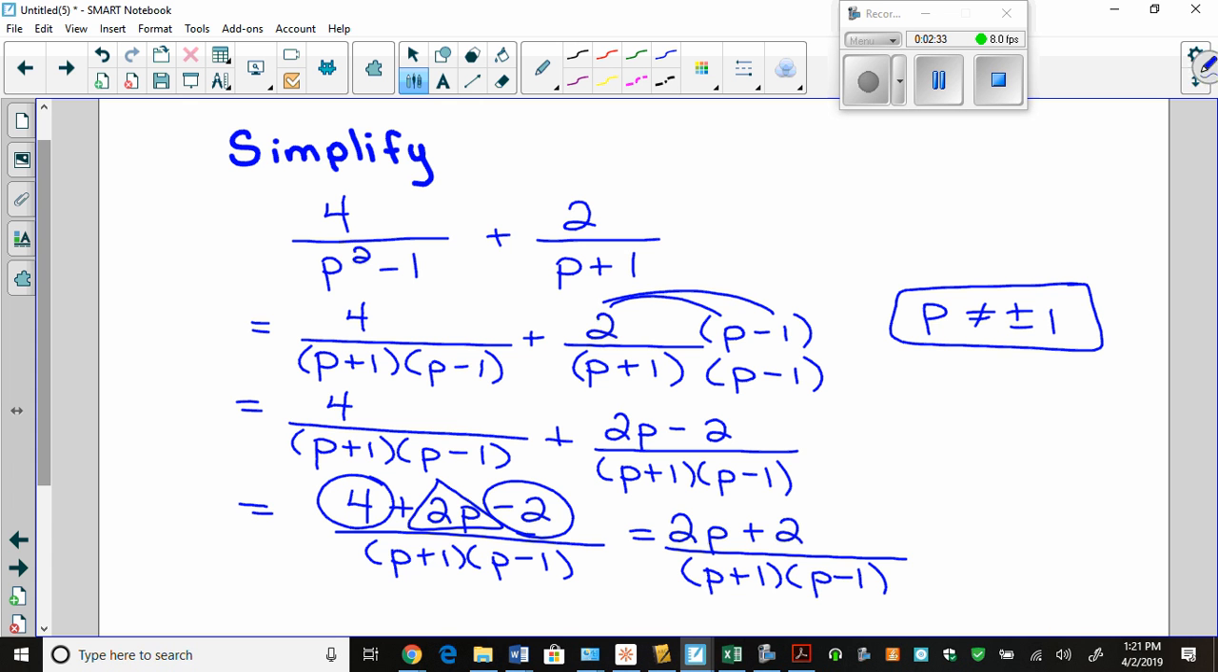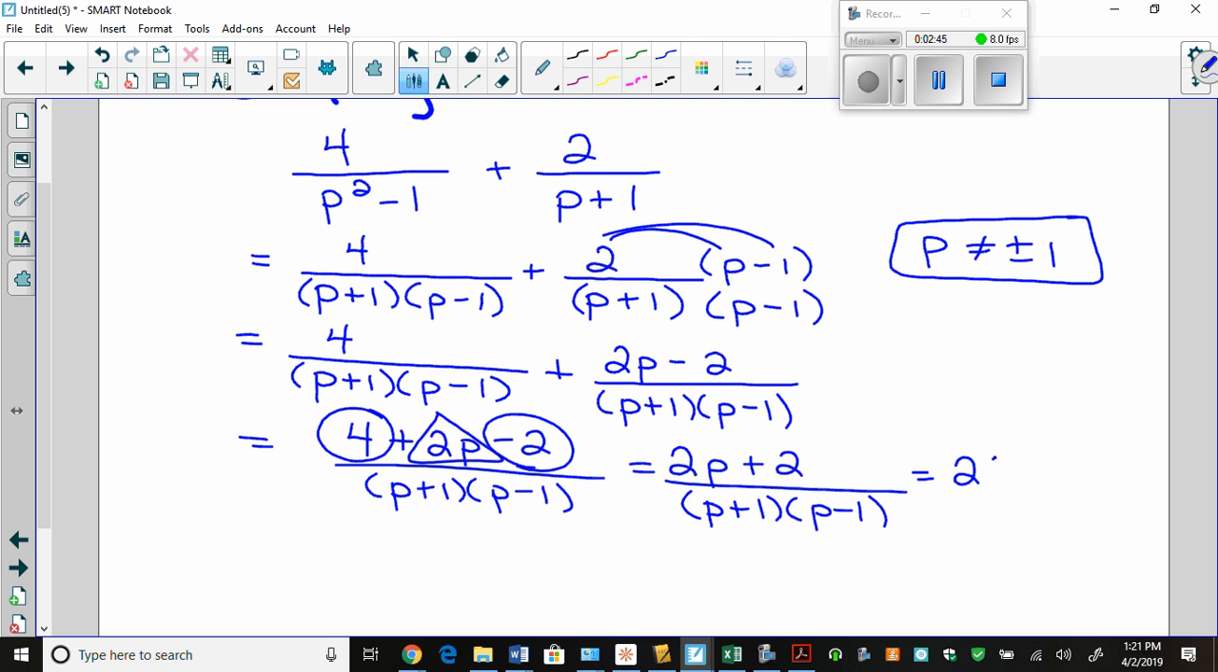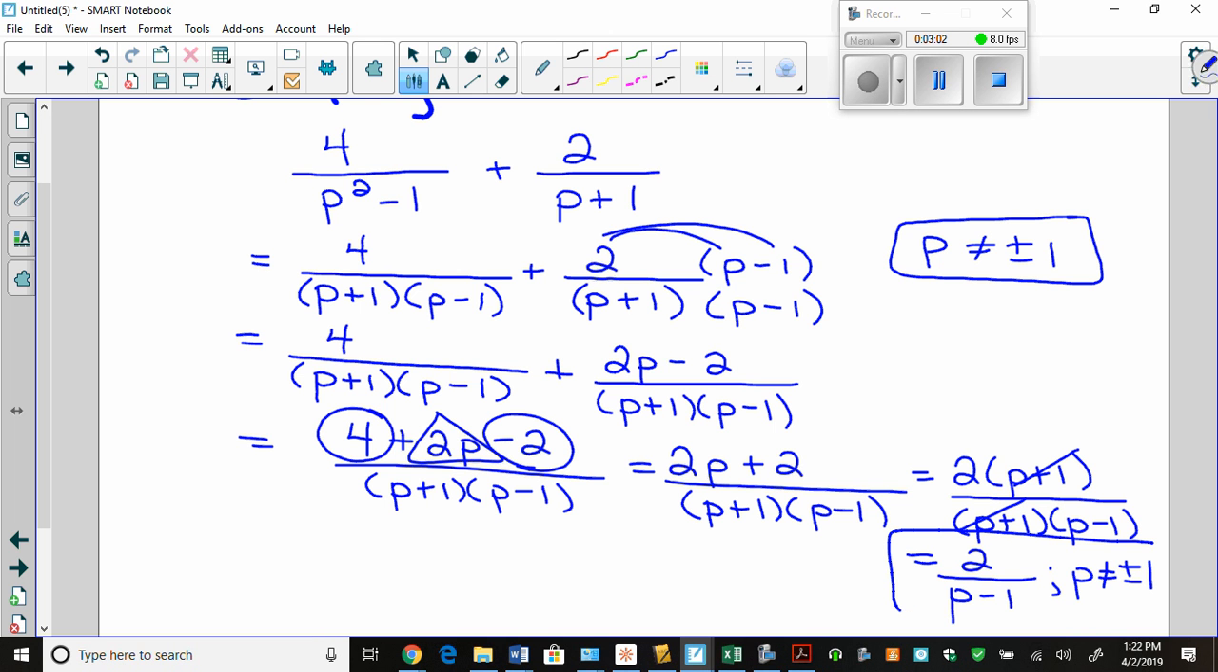Can we box our answer? We box our answer if there's absolutely nothing we can take out of the numerator at this point. We can take out a 2. And now what do we see? It's actually common. But we only do this in the very last step. But remember, our restrictions are always stated before we cancel.